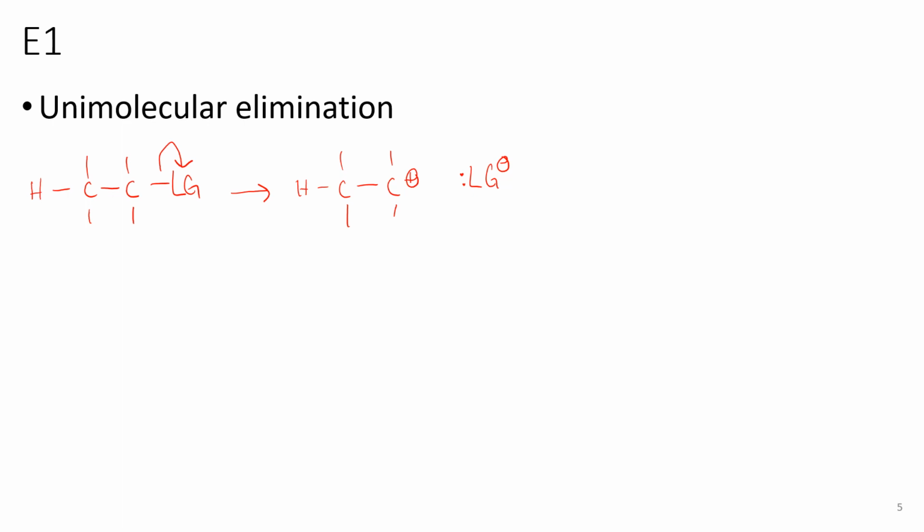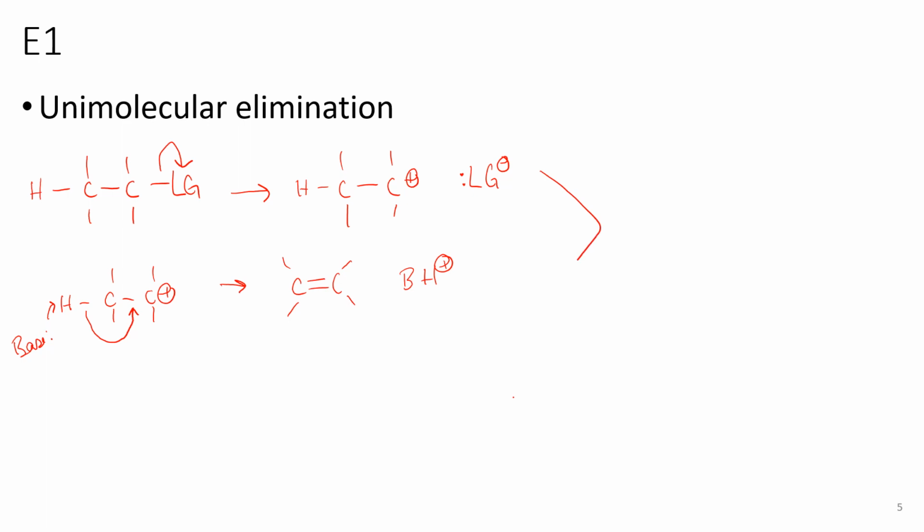From here, in the second step of our mechanism, we are going to have that carbocation react with our base to deprotonate that hydrogen that was on the adjacent carbon atom. As that happens, those electrons will go in to produce that alkene that we produce through our elimination process. So our final product will be the alkene, and then we have that protonated base as well.